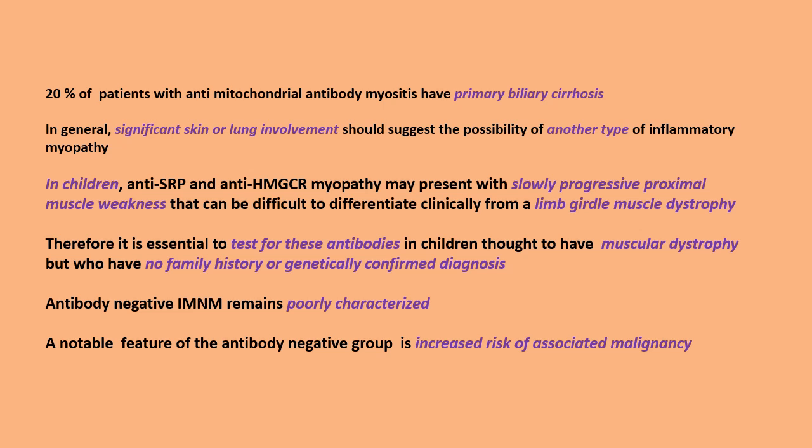In children, anti-SRP and anti-HMGCR myopathy may present with slowly progressive proximal muscle weakness that can be difficult to differentiate clinically from a limb-girdle muscular dystrophy. Therefore, it is essential to test for these antibodies in children thought to have muscular dystrophy but who have no family history or genetically confirmed diagnosis. Antibody negative IMNM remains poorly characterized. A notable feature of the antibody negative group is increased risk of associated malignancy.